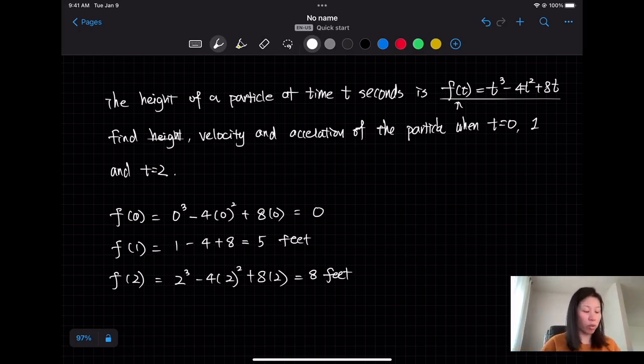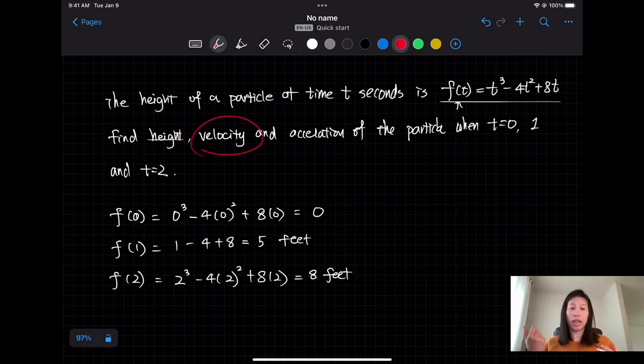Okay, so the second thing they ask you to find is the velocity at time 0 seconds, which is the original position, and after 1 second and after 2 seconds. Well, how do you find velocity? That is our first derivative, right?